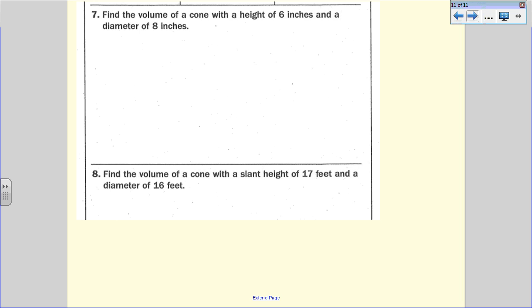When we take a look at 7 and 8, I want you guys to do 7. It gives you the words that you need for finding the volume of a cone. Number 8, we're going to skip that one because I'm going to give you guys a chance to work on this in class. All right?